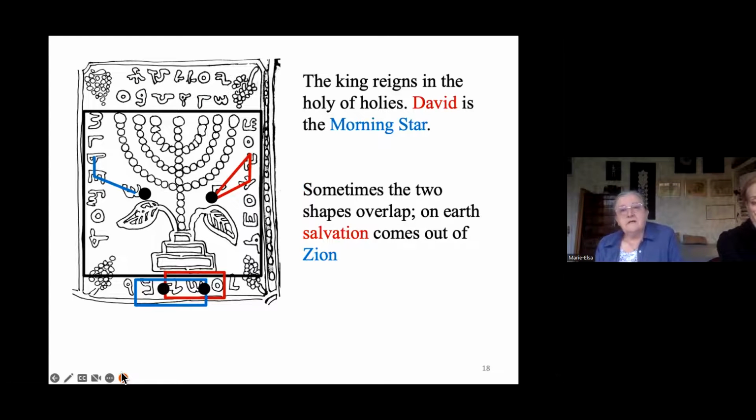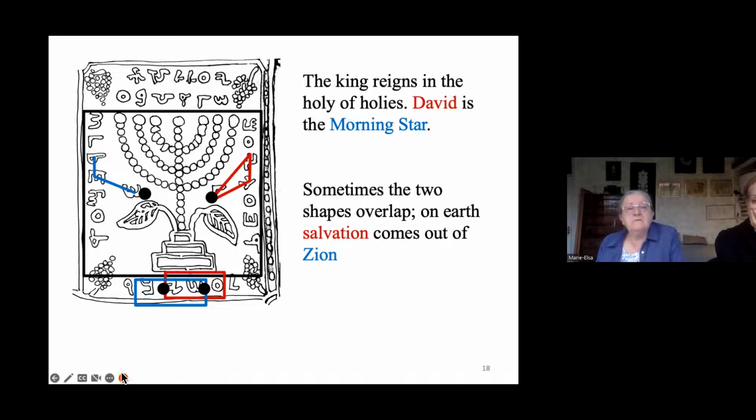This is the king reigning in the Holy of Holies. And if you look on the right, you have a triangle. If you start at the red dot and you take the lower line, and then you go up and you complete the triangle, you're reading round 4 letters, 1, 2, 3, 4. That says David. If you take the exact mirror image, but don't complete the triangle, just use the 3 letters once each, that says the morning star.